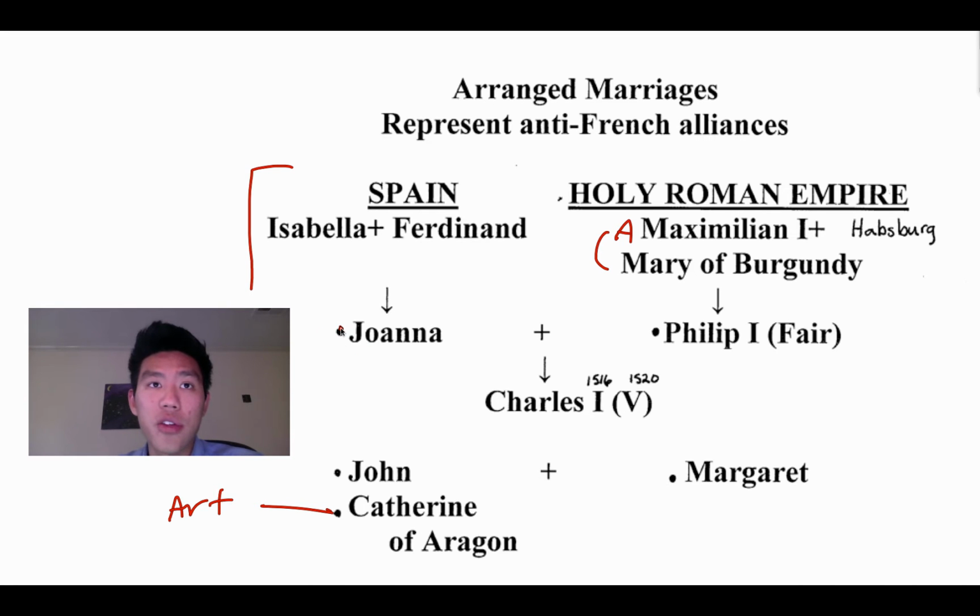Joanna is the other daughter. That's not Catherine. Okay. Joanna and Philip. Philip is the son of Maximilian. Okay. They have a son named Charles. Okay, and so Charles becomes Charles I in 1516, and he's going to be Charles I in Spain.